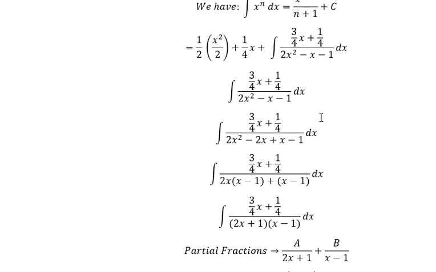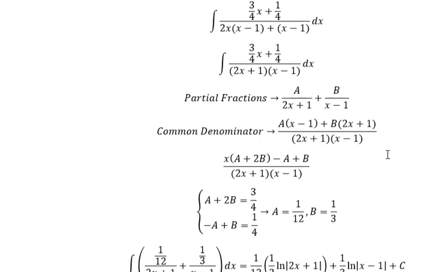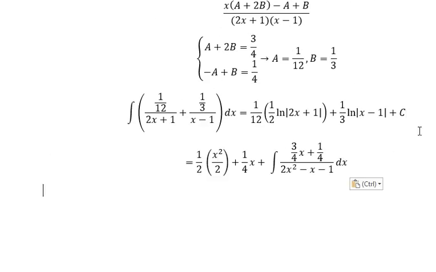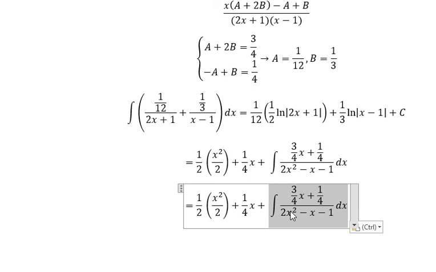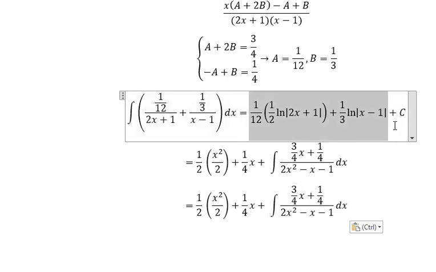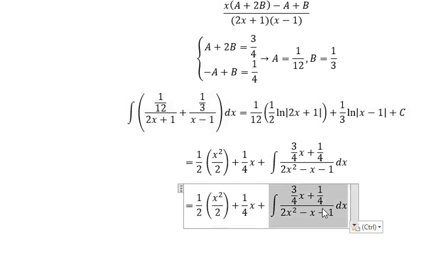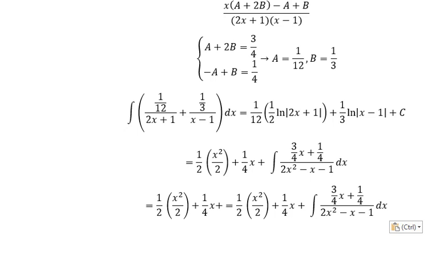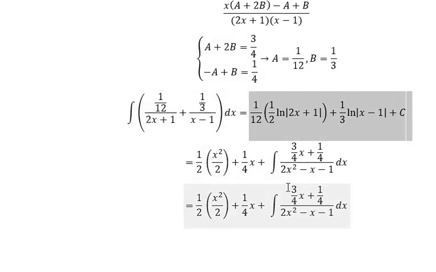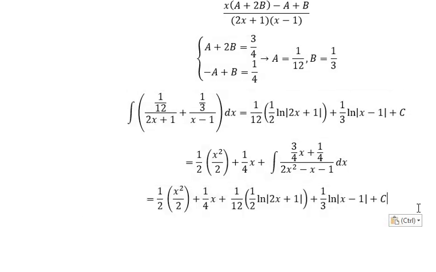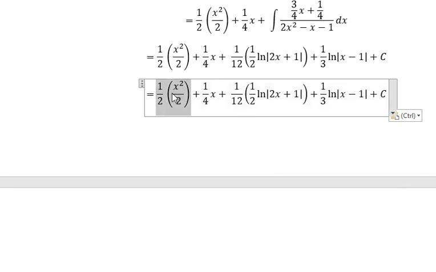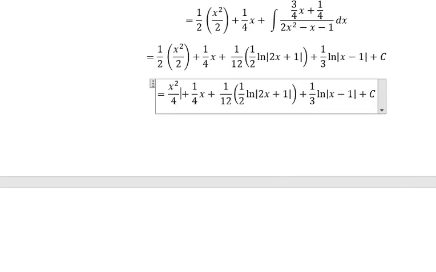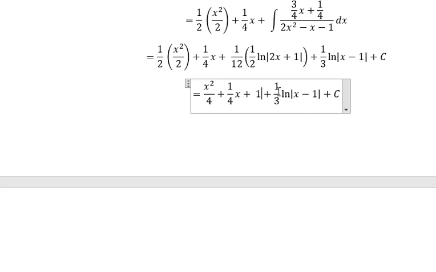Now we combine the answer in here. So the integration of this one, that is this one. So this one we can simplify. This one we can simplify.